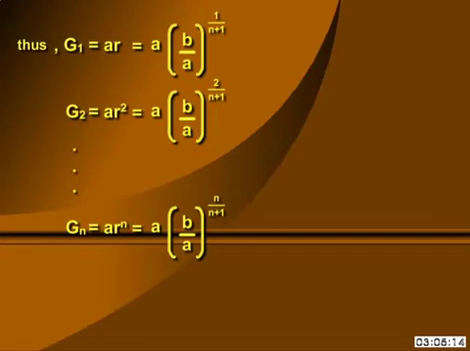G2 is equal to AR square, which is equal to A multiplied by B upon A raised to the power 2 upon n plus 1, and so on. Gn is equal to A into R raised to the power n, which is equal to A into B upon A raised to the power n upon n plus 1.